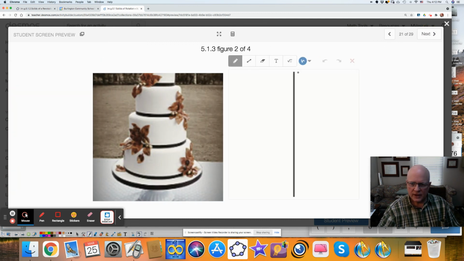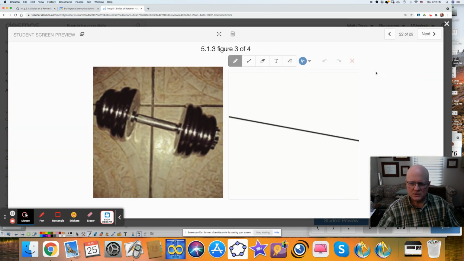Next, we have this cake. I'll start off like this. It goes down a little bit, goes down a little bit more, down a little bit more, and then it comes way out like that. When I rotate this around, I should get the cake. This one was one I think most students found easiest to do.